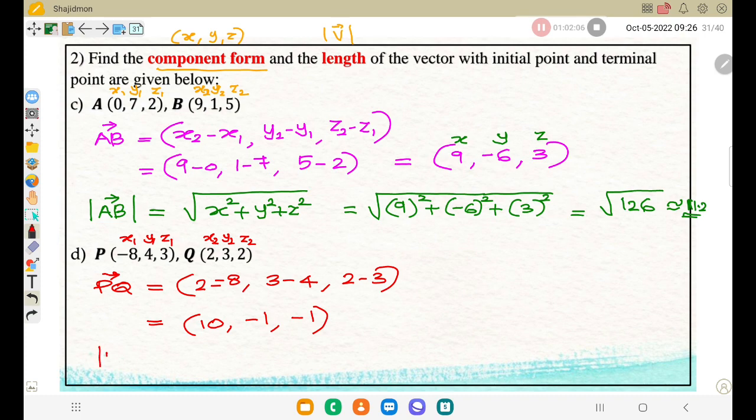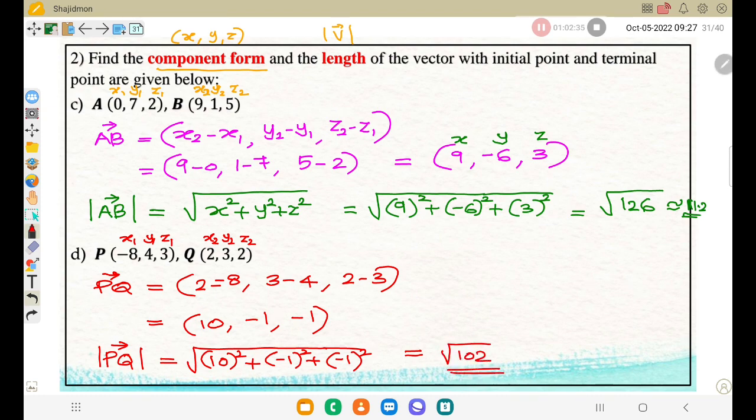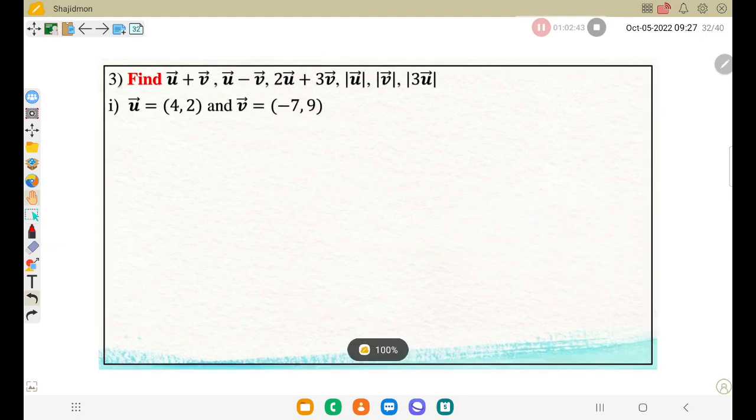Clear? Now the absolute value of vector PQ. Absolute of vector PQ equals root of x component 10 power 2 plus y component minus 1 power 2 plus z component minus 1 power 2. So we can check: 10 square is 100, plus minus 1 power 2 is 1, plus minus 1 power 2 is 1. So root 102 is the answer. Hope you understood this question, component form and length, correct? Okay, now the third question.